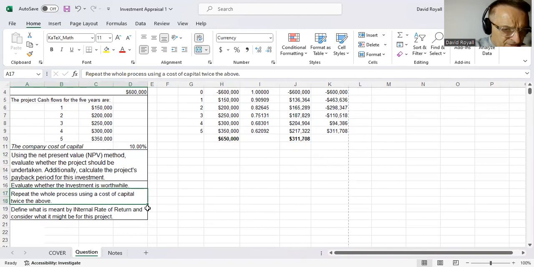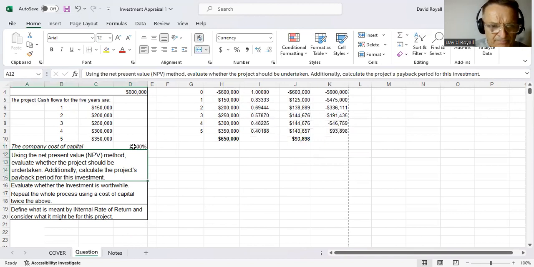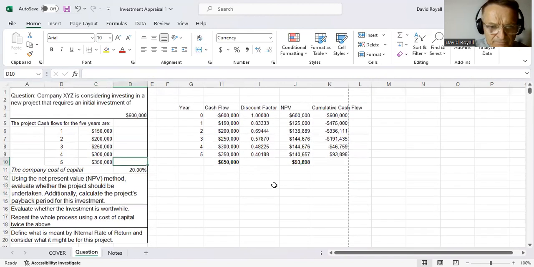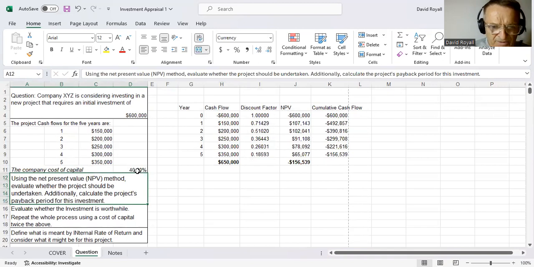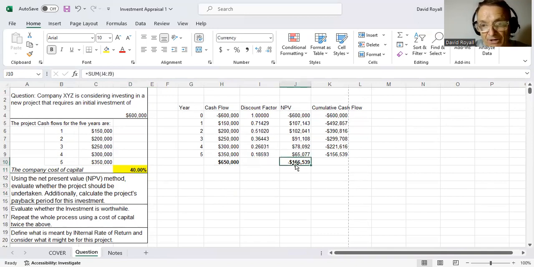Repeat the process using a cost of capital twice the above. Well, there you go. Still just about worthwhile. So let's double it again. So that's pretty good. All right. What's the internal rate of return? Well, what you do there is really simple. What number in this yellow box could be set to make this figure equal 0?